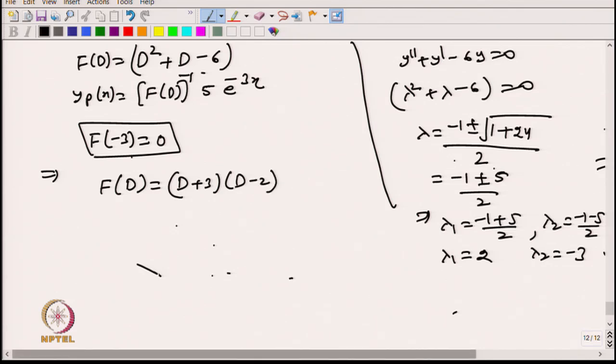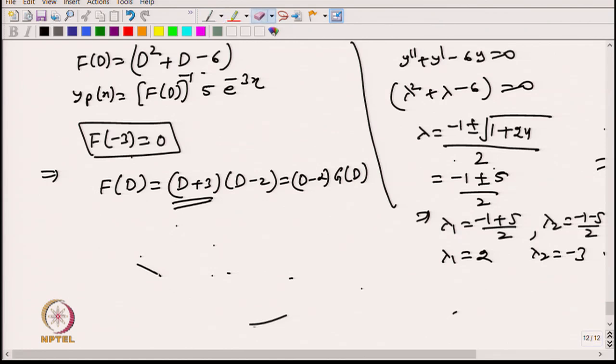So, I told you that if alpha is a root of that, then F(D) definitely can be written like this. This is the factor which becomes equal to 0 when putting D equal to alpha, that is alpha equal to minus 3, and this is my G(D). So, this is in the form (D minus alpha) into G(D). The G(D) that we have defined is the capital letter G(D). So, my G(D) is D minus 2.